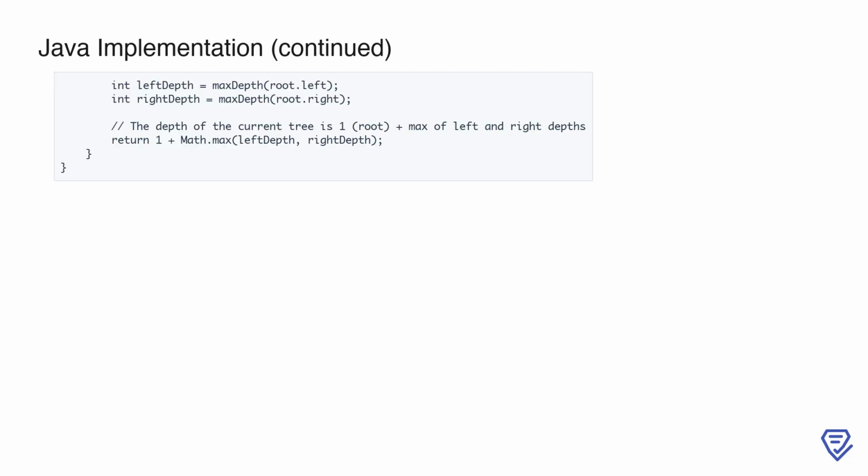Finally, we determine the depth of the current tree by adding 1 to the maximum depth of the left and right subtrees. The 1 accounts for the current node, which is the root of this subtree. By returning this value, we ensure that the depth of the entire binary tree is calculated correctly, all the way up to the initial root node.